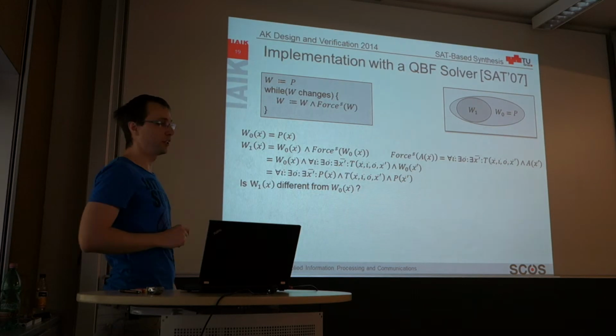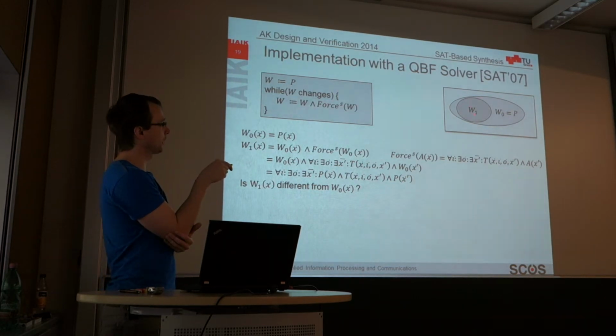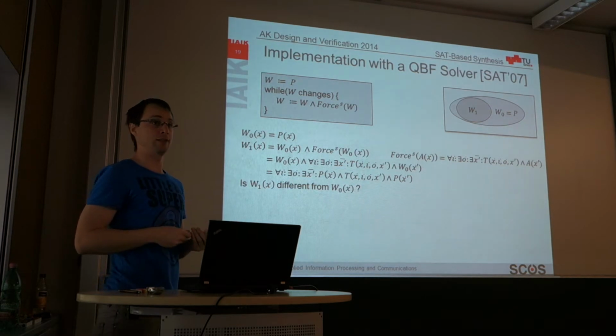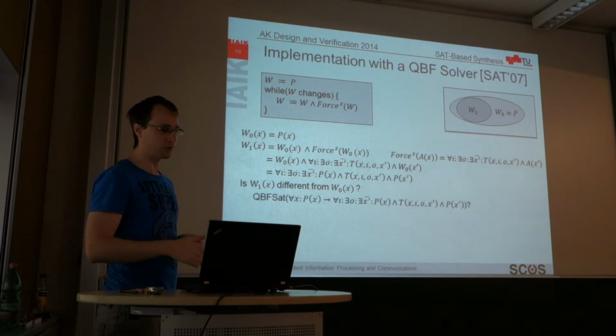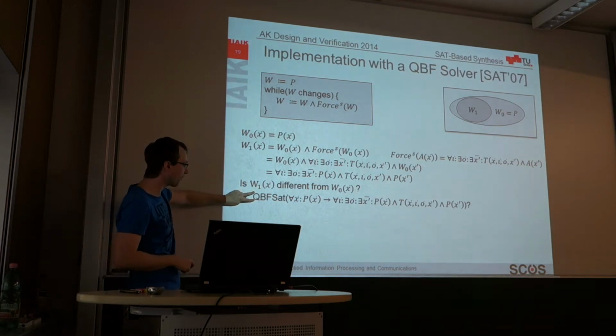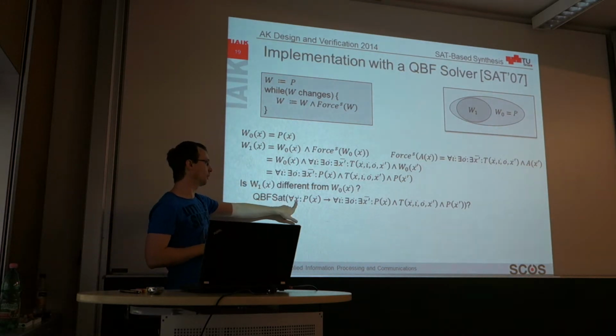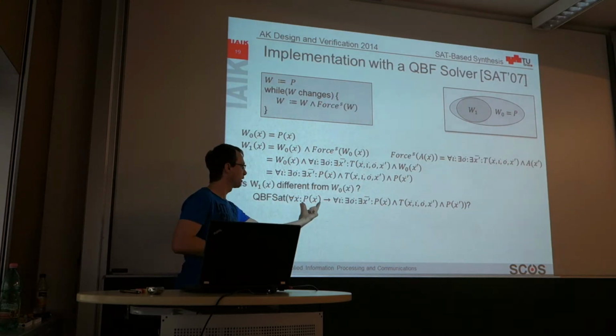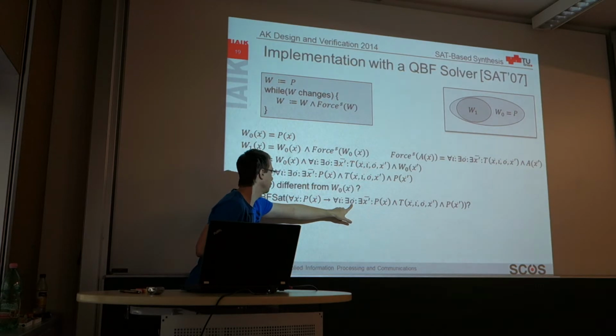So the question we need to answer here is whether this next iteration of W is actually really smaller than this one or if it is the same. This question we can now answer with a call to a QBF solver simply by asking this question here. We need to check whether for all states X this implication holds, that P implies W1 basically.